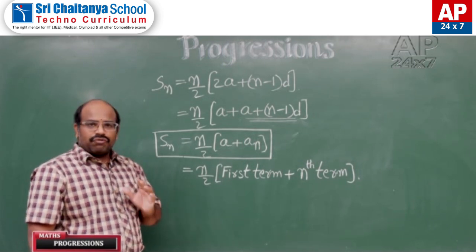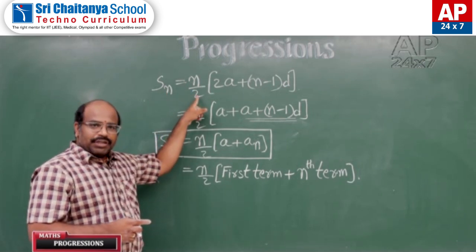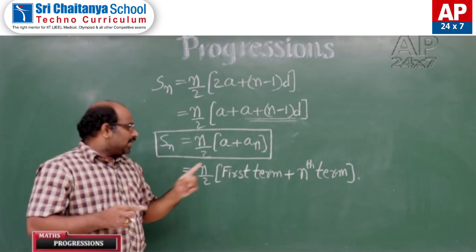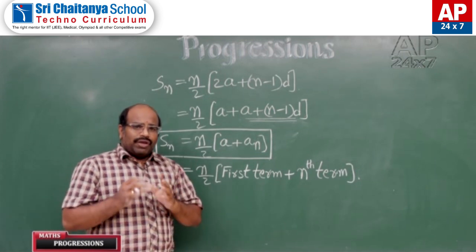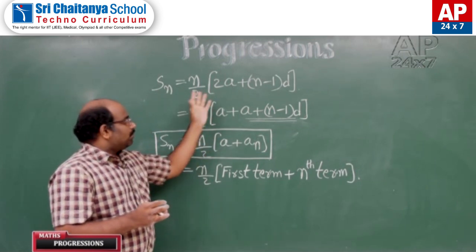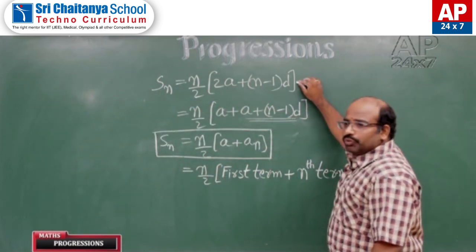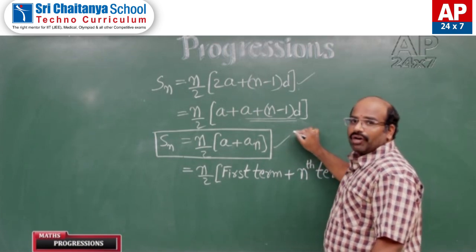How many formulas have I given so far? 2. What are they? Sn is equal to n by 2 of 2a plus n minus 1 into d, and another formula is n by 2 of a plus an. Now, let us discuss in which case we are supposed to use the first formula, and in which case we are supposed to use the second formula.